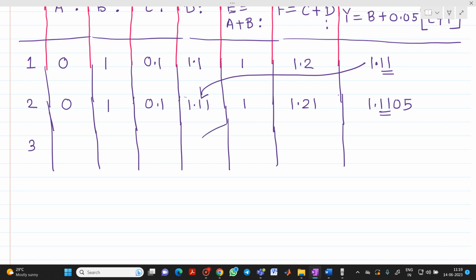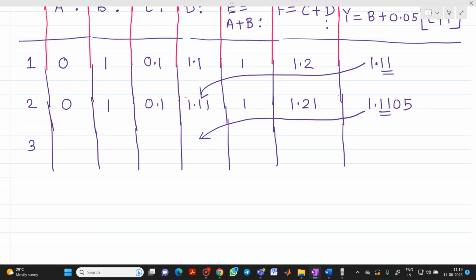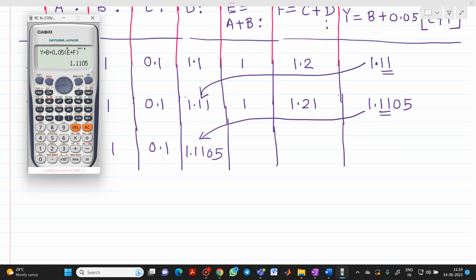Now what to do again? Whatever answer you get here as y1 of 1, you have to use as y1 of 0 in the next iteration. So I will write it here as 1.1105. So this will be 0, this will be 1, this will be 0.1. So let me again substitute here. CALC. So we will get it here.